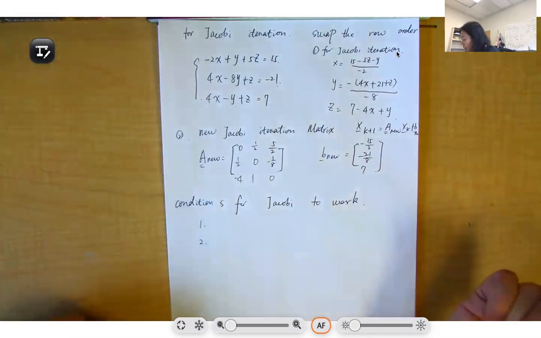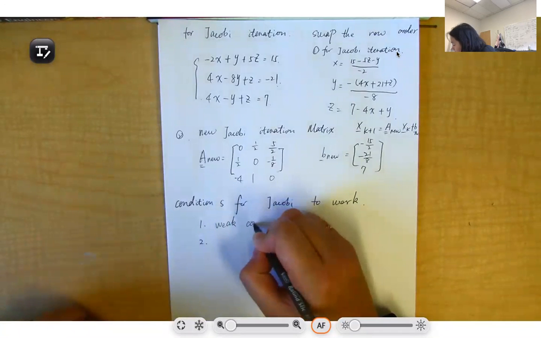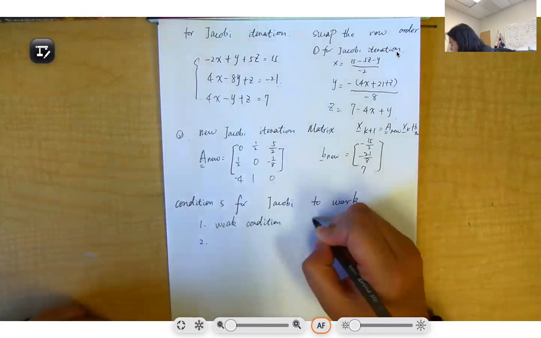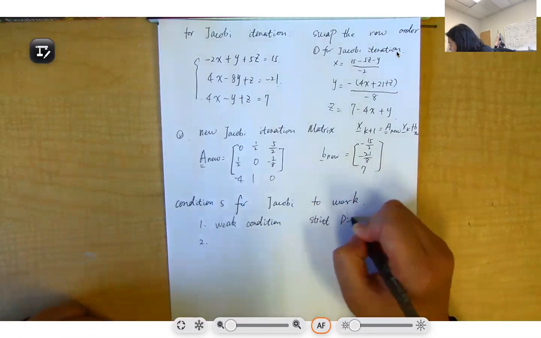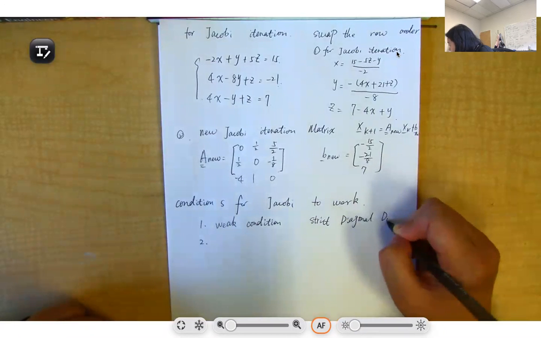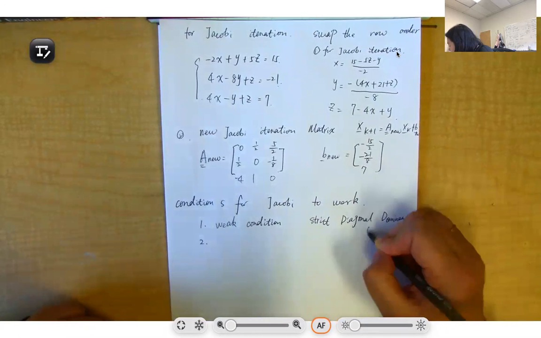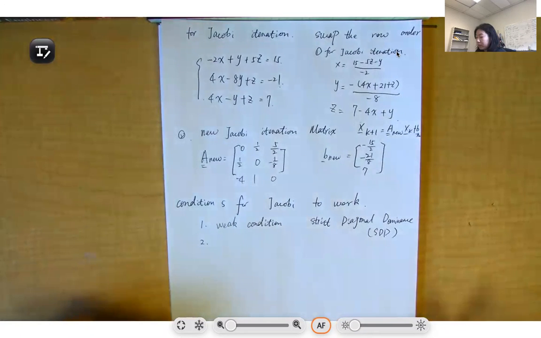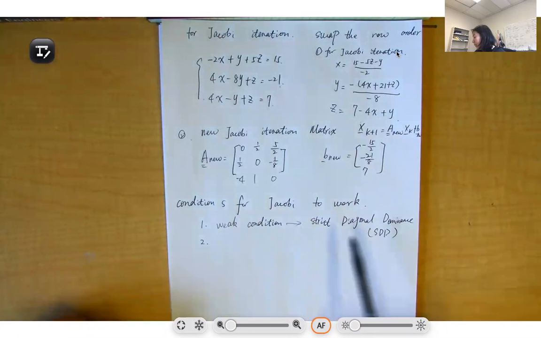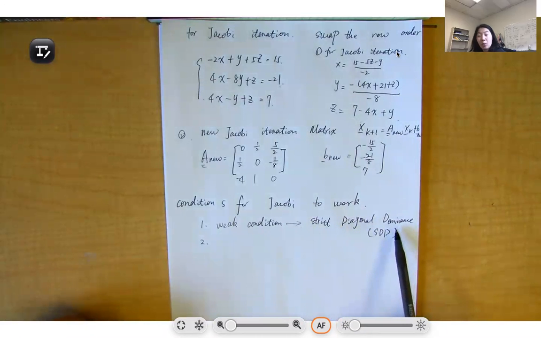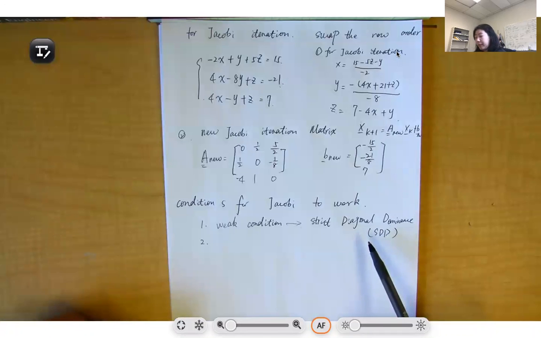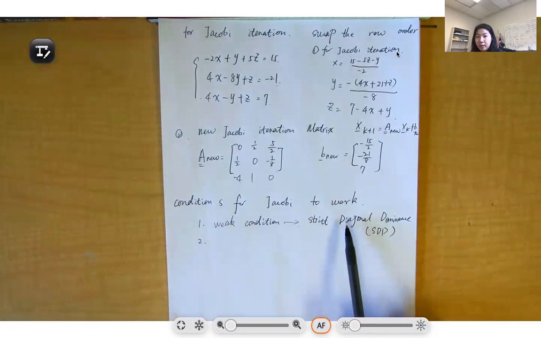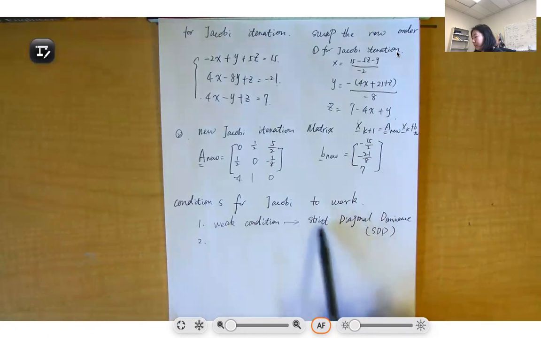One is called the weak condition, which is called strict diagonal dominance. It's called SDD. Okay, so this is a weak condition. What does weak condition mean? If your system follows this strict diagonal dominance, it may work for the Jacobi iterations, it may not. But if your Jacobi iteration will work, then it must fit this strict diagonal dominance.